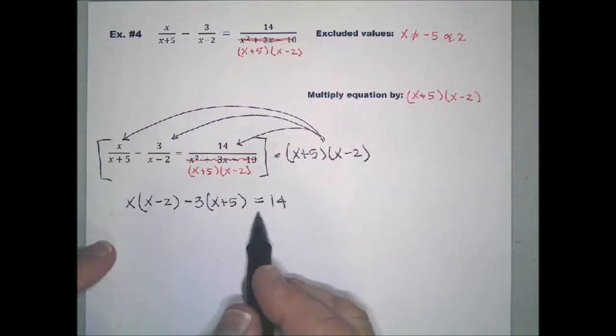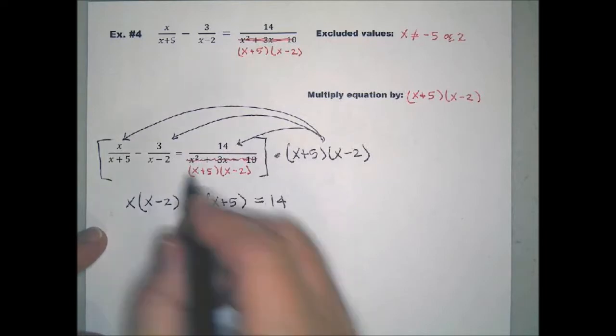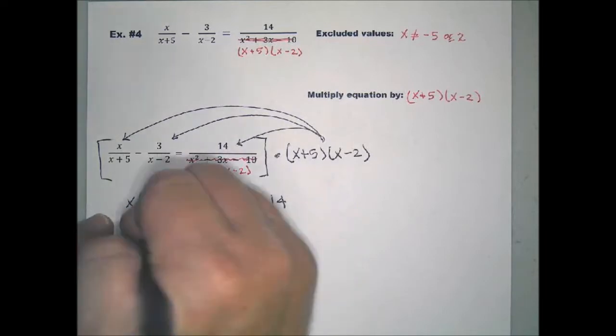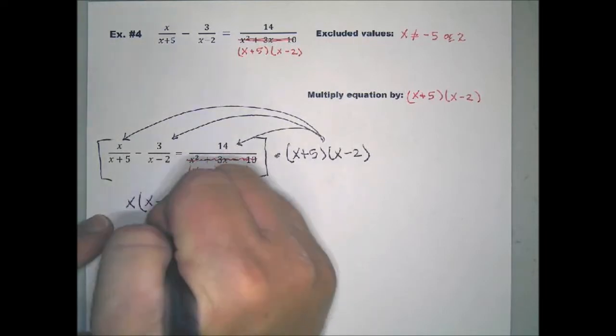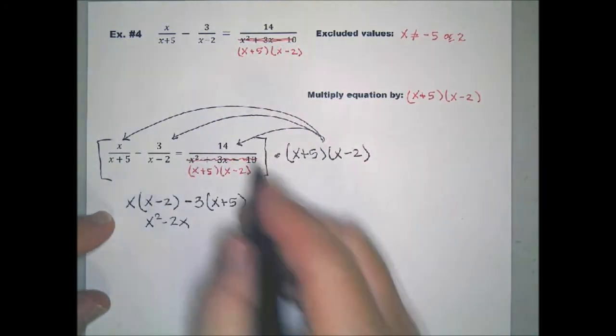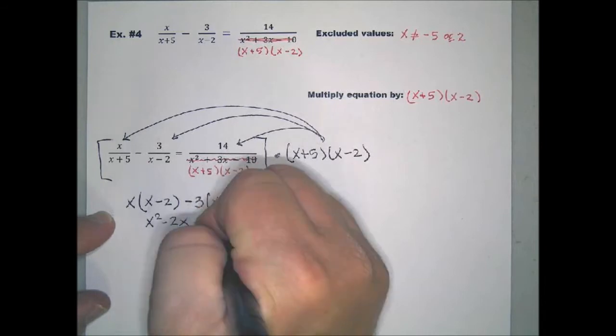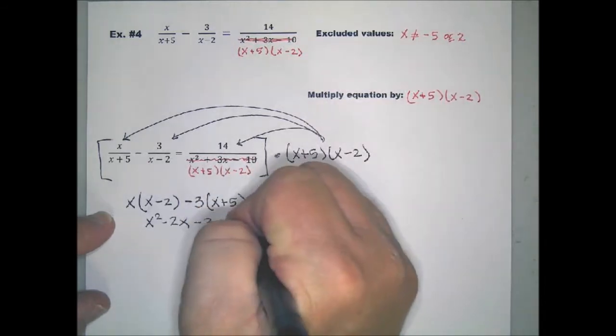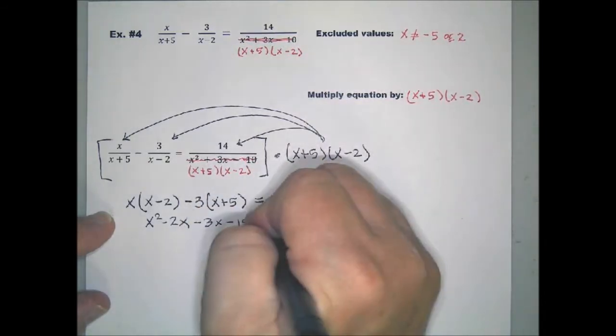So now it's just a matter of cleaning up the problem and seeing what we end up with. We've got x squared minus 2x after we distribute the x. Now, minus 3x minus 15 equals 14.